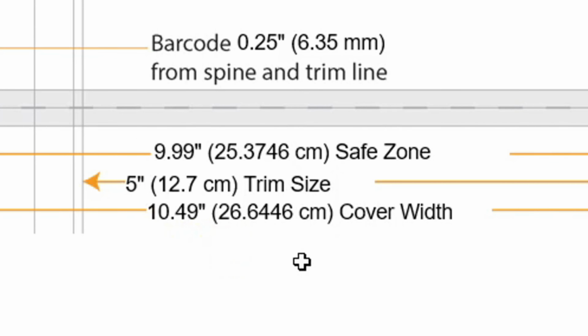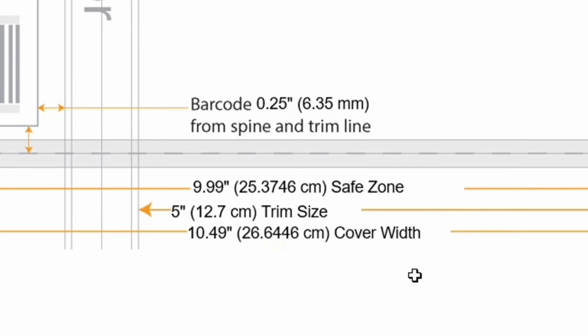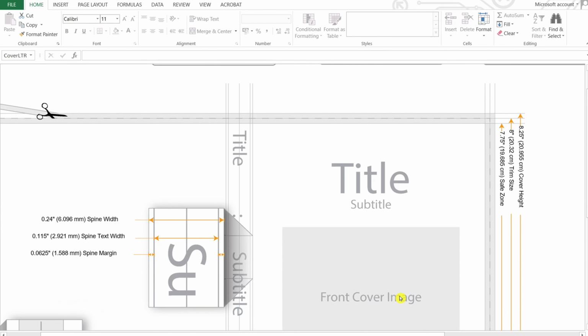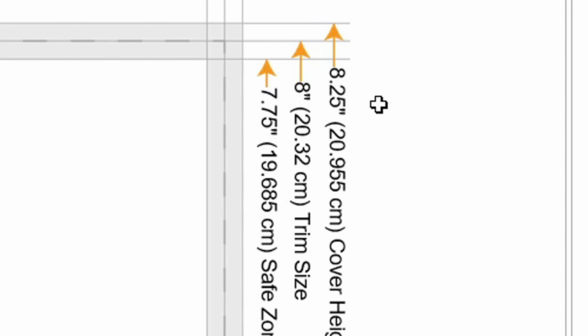The length of my book will be 10.49 inches. So take note, 10.49 inches or 26.646 centimeters, just approximately 26.7 centimeters, right? That will be the width of my cover. And then the height is 8.25 inches or 20.955, approximately 20.96.